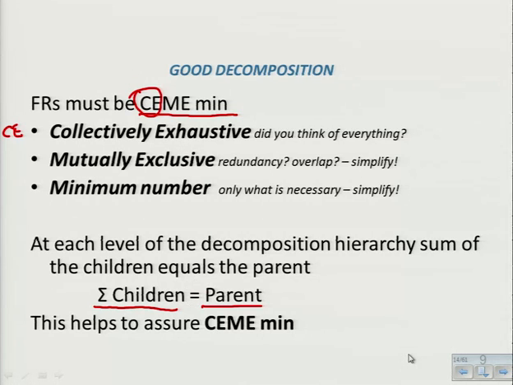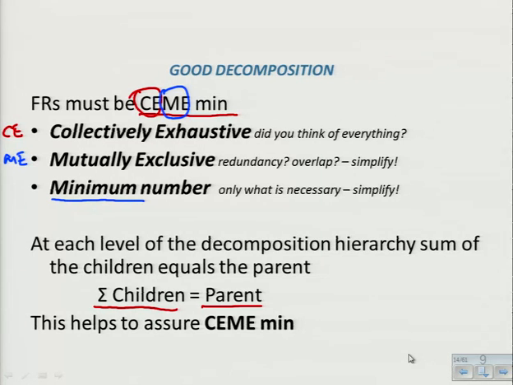So for the sum of the children to equal the parent, the children must be a collectively exhaustive decomposition of the parent. All right, the next thing is to make sure there's no redundancy or overlap. So now we want the ME part, M, E. If they're not mutually exclusive, you will not be able to satisfy axiom 1. And we'll talk about that more in a minute. And then minimum number.